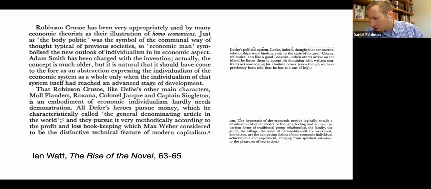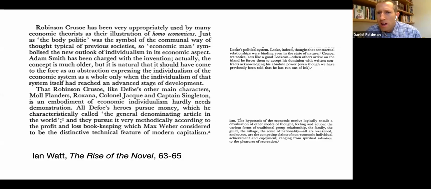And although he's going to cite, and I will mention some of these thinkers in weeks ahead, Adam Smith, and another one also, John Mills, these are the key economists who come up with the ideas of the free market, of capitalism. Although Defoe was living before them, he is anticipating these ideas. The concept is older than Adam Smith, older than John Mills, that individuals come to exist in an economic system only when the system itself has reached an advanced state of development. Robinson Crusoe is an economic individual. What allows him to be an individual is his economy. All Defoe's heroes pursue money.